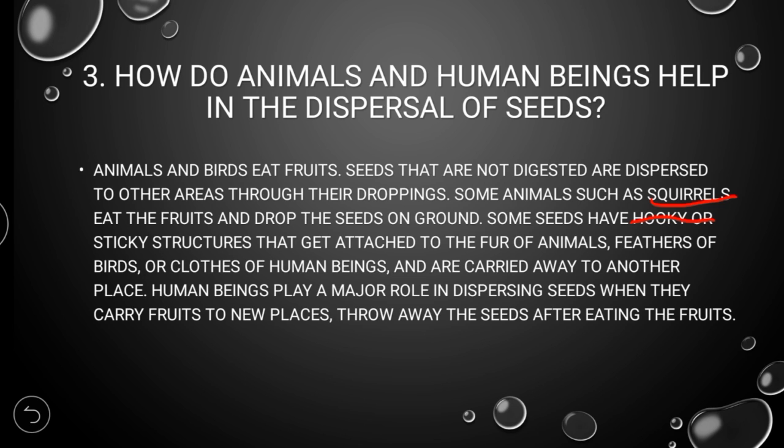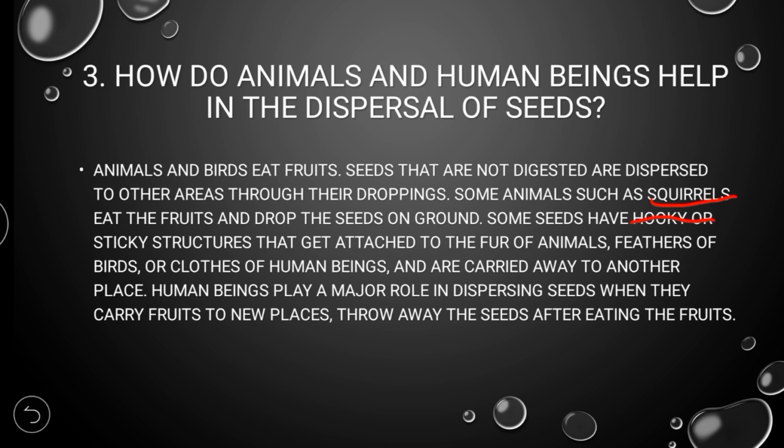Okay, animals and birds play a big role in the dispersal of seed. We are eating the fruit and throwing the seed on the ground, and the animals and birds are eating the fruit and the seed gets dispersed on the ground. Some seeds have a hook-like or sticky structure, and it will stick to the body of a bird, or the feather of a bird, or the clothes of human beings.